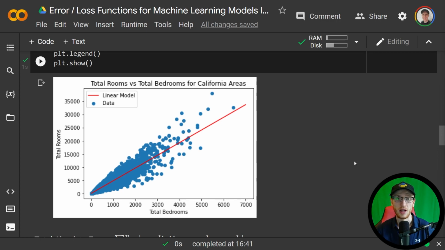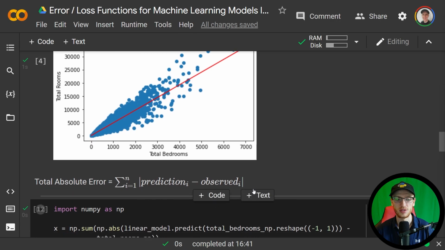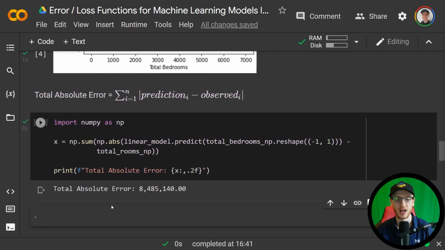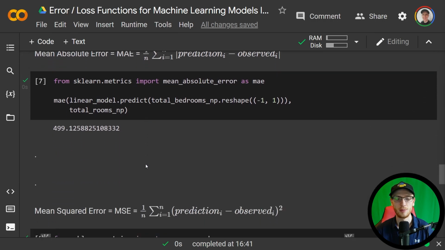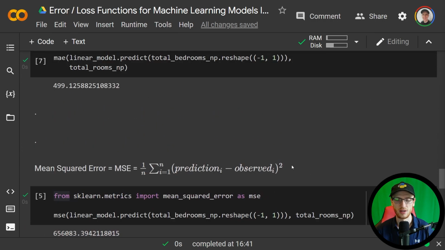Another very common error function or metric is referred to as the mean squared error. So the first one we looked at was summing over everything, the absolute values. This is the total absolute error. And then we took the average of that and we got the mean absolute error. Well, now we're looking at this thing called the mean squared error. And so what that is, it's still going to be an average, but it's going to be the squared there. So instead of taking the absolute value, we are actually squaring this difference.